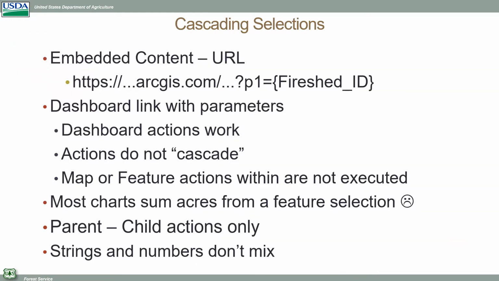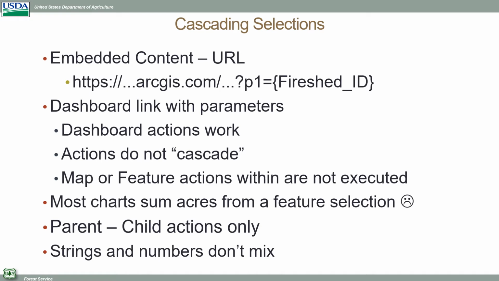In order to configure a dashboard as embedded content, you reference the dashboard's URL with a parameter. The general format uses the syntax of parameter equals a selected item. Here you see P1 equal Fireshed ID. One dashboard can have multiple parameters, but we didn't have to explore that design for our example.